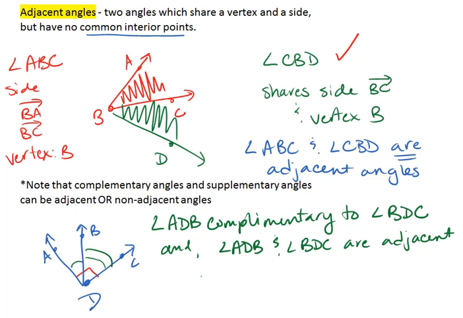We can also have two non-adjacent angles, like the two ones in green that I just sketched out, in which case they are still complementary, but they do not share a side and a vertex. They do not meet the definition of adjacent angles.